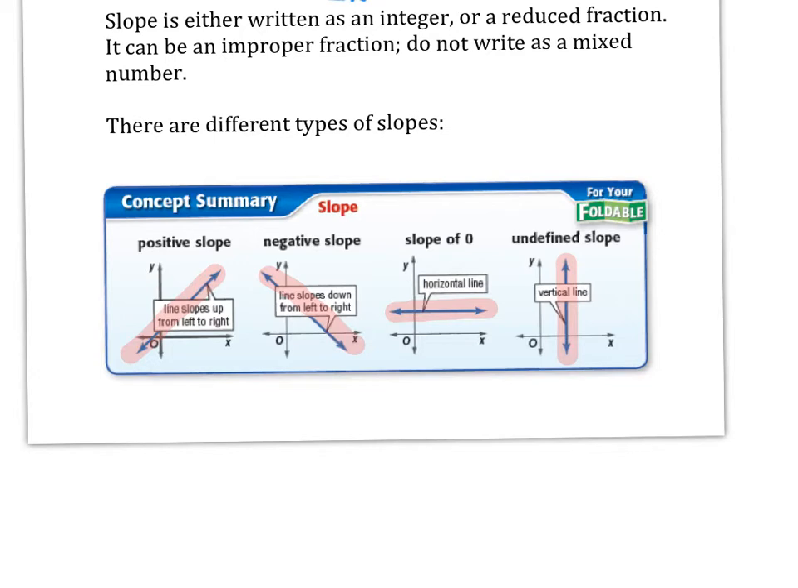So again, these are really important to know as we review slope. A positive slope goes an upward trend from left to right. Negative slope goes in a downward trend from left to right. Slope of 0 is a horizontal line, so a flat line. And an undefined slope is a vertical line, or it goes up and down.